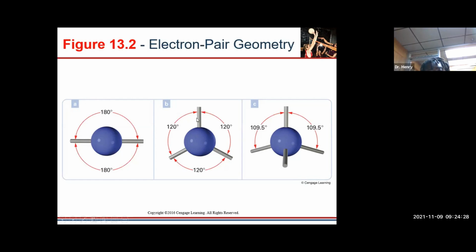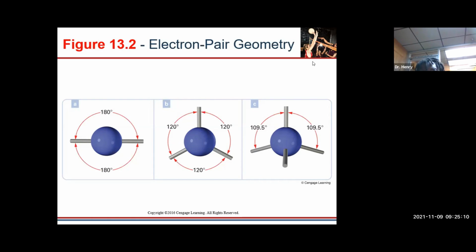If I have three electron pairs, 1, 2, 3, then it's going to be 120, 120, 120, because we form a circle. A circle is 360 total degrees, so if we divide that by 3, each one will be 120. In the case of 4 electron pairs, to be as far away as possible, they're going to be at an angle of 109.5 degrees from each other. Every one of these angles will be 109.5 degrees.